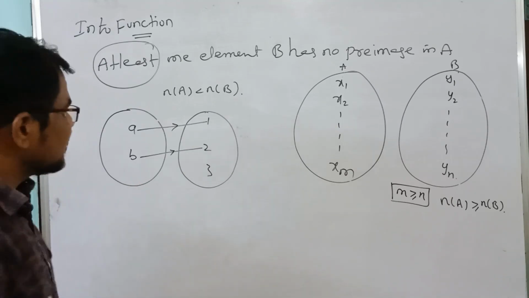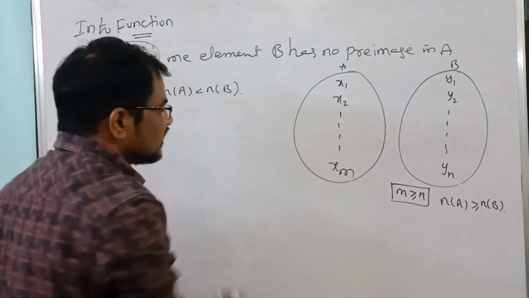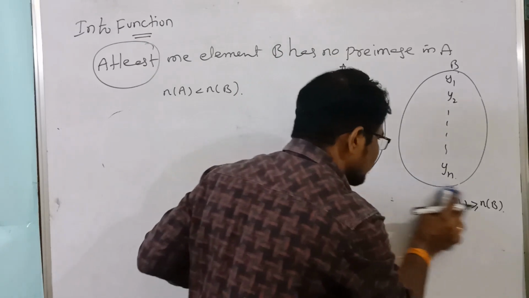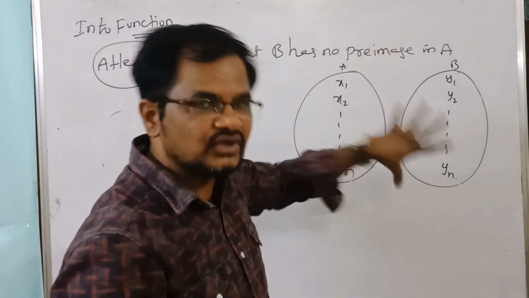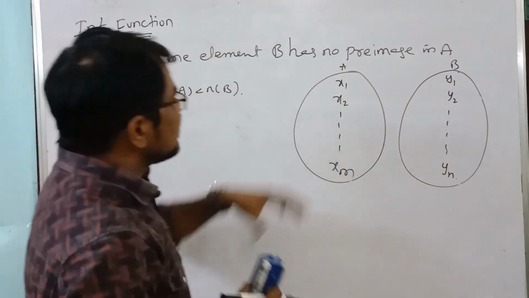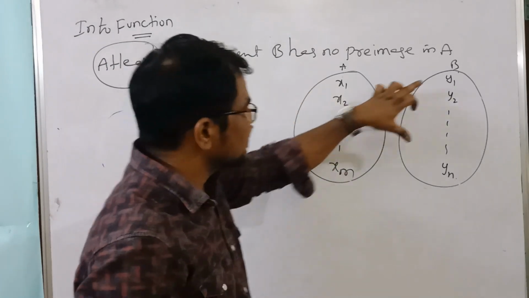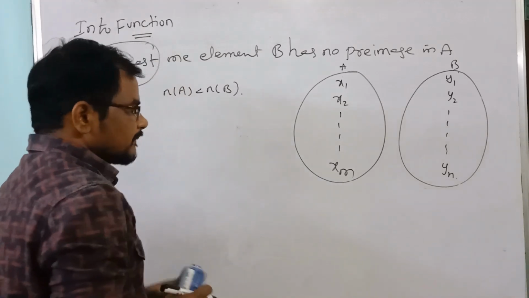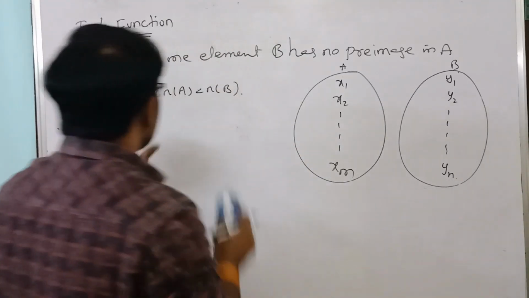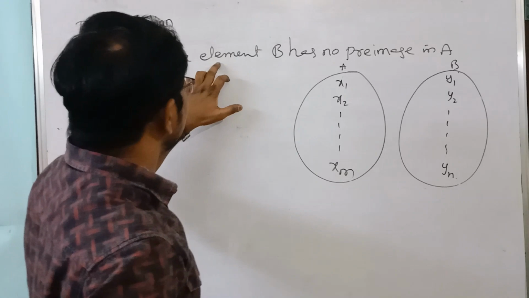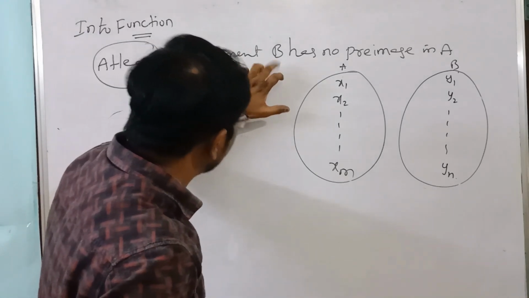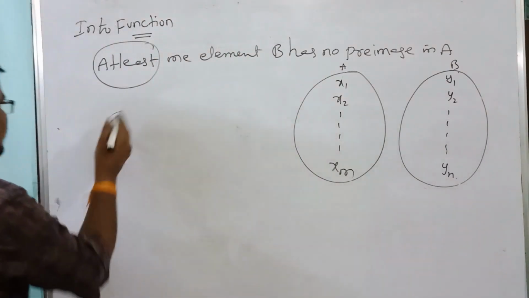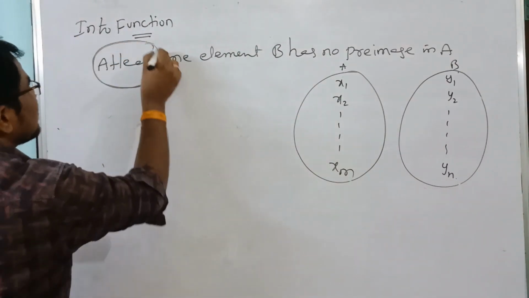So that's why it is not an onto function. Whenever we consider onto functions, we definitely have to take n(A) ≥ n(B) only. Okay, that is for onto functions, not for into functions. Now here we have x1, x2, ..., xm and y1, y2, ..., yn. Here at least one element in B has no pre-image in A, and we are going to identify that.